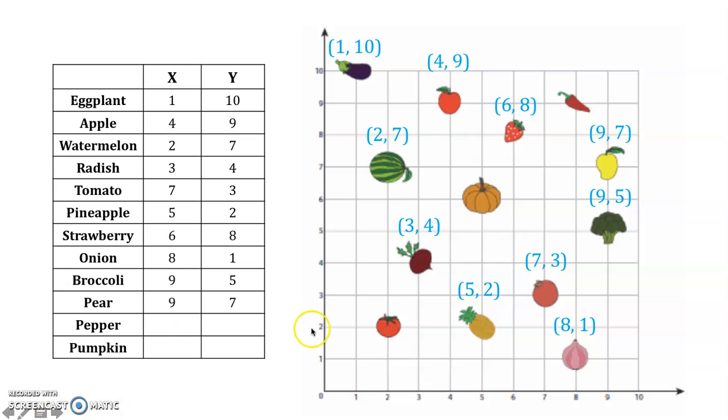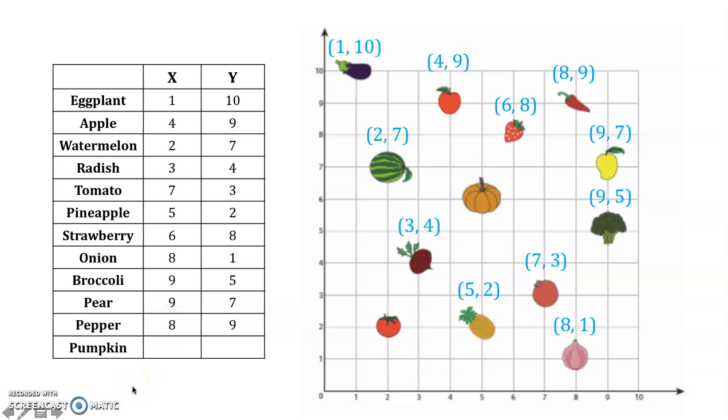Same exact process for our pear. Starting at the origin, which is (0, 0), we're going to slide 9 units on the x-axis, and then we're going to drive 7 units up the y-axis, and our ordered pair is (9, 7). Our pepper, starting at the origin, we are going to slide 8 units on the x-axis, and we're going to drive 9 units up the y-axis, and our ordered pair is (8, 9).